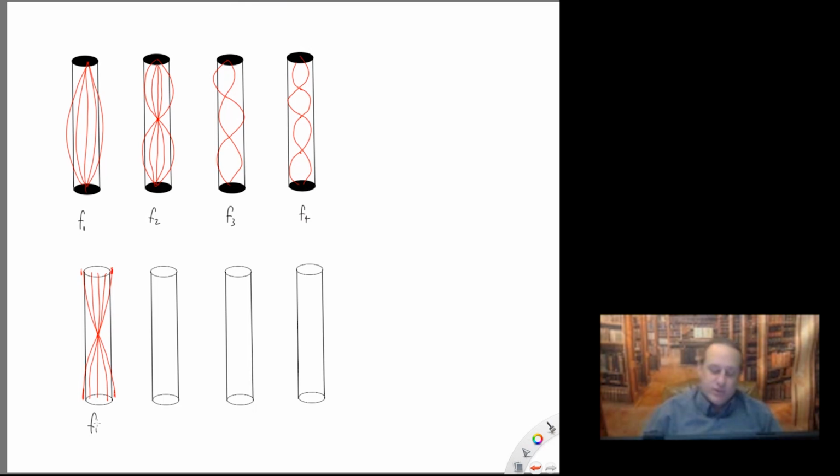Well, how about the next one? We again have to have antinodes on the ends. For the fundamental frequency, we had one node in the middle, so now we need two nodes in the middle. So we get a quarter of a wavelength, and then a half of a wavelength, and then a quarter of a wavelength. And if we continue this trend, we would have 3 nodes in the middle and 4.